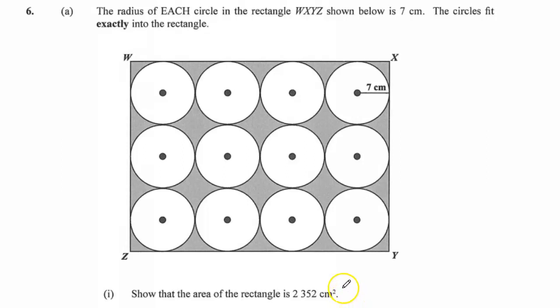Area of a rectangle. Notice here to here, the diameter of one circle would be 14. So 7 and 7, this would be 7 also, so 14. And how many circles do we have? 4. So 4 times 14. So the length of this rectangle would be 14 plus 14 plus 14 plus 14. What's 4 times 14? 56 centimeters.